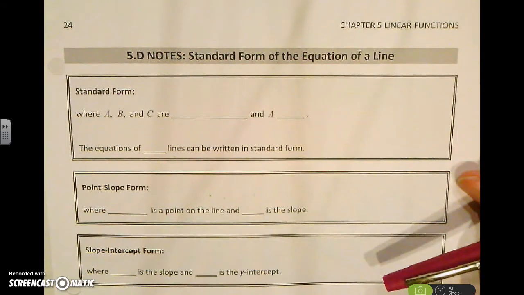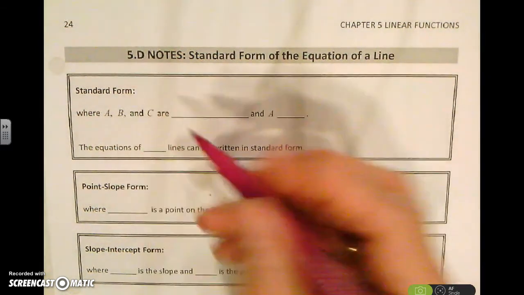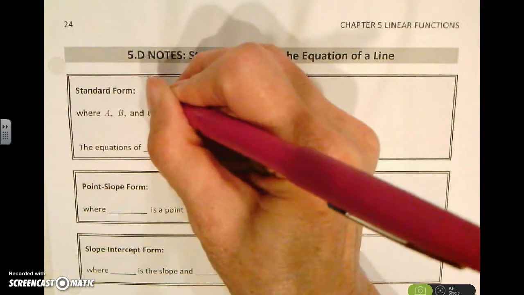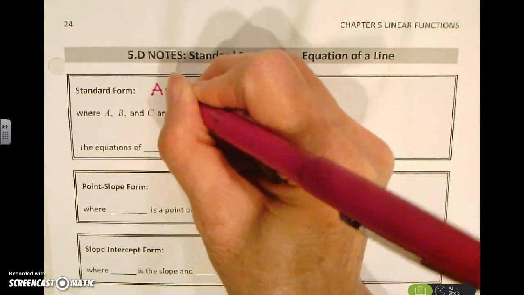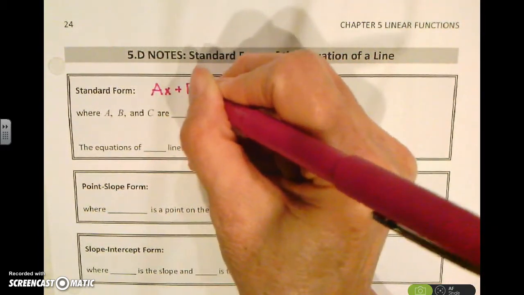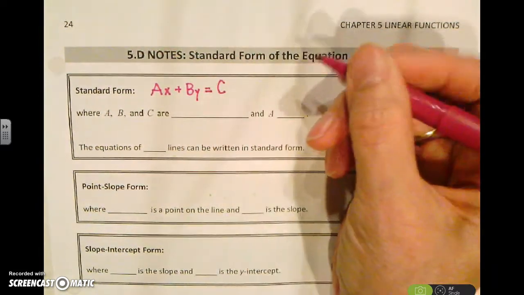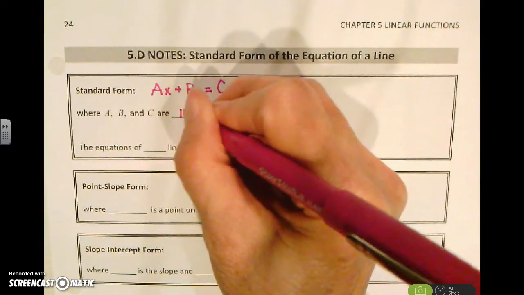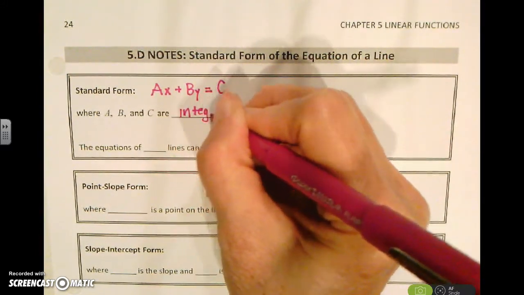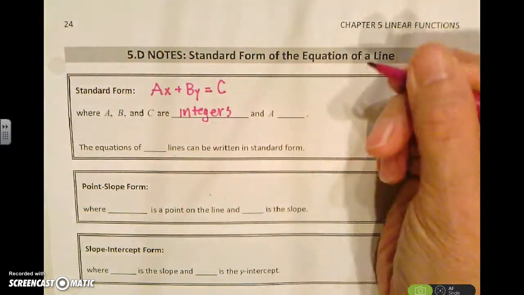We have one more form of a line to talk about, and that's called the standard form of the equation of a line. So standard form has this pattern: capital A x plus capital B y is equal to C, where A, B, and C are integers. So integers are whole numbers, positive and negative.